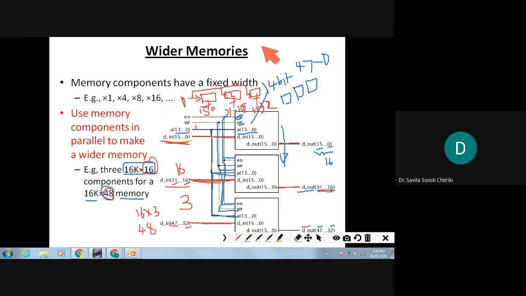Now, the maximum address of 16K was 3FFF. If my address is 3FFF and I give the same address to all three memories, what will happen? The three memories are different, so from here I get the data 0 to 15, here 16 to 31, and here 32 to 47. So I am increasing the width of the memory from 16 to 48. The length remains the same. Is it clear to you all?